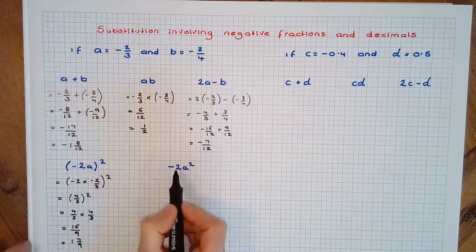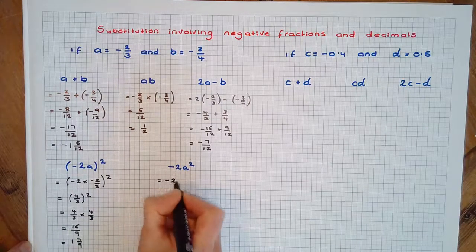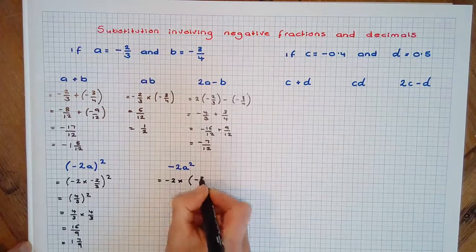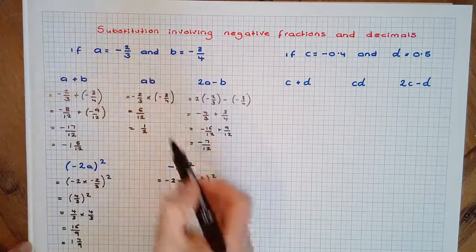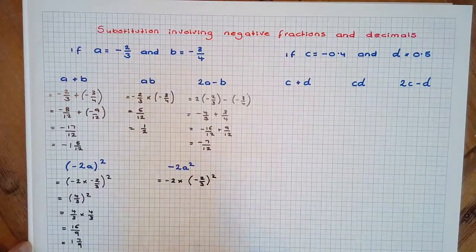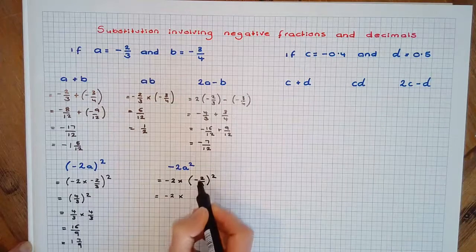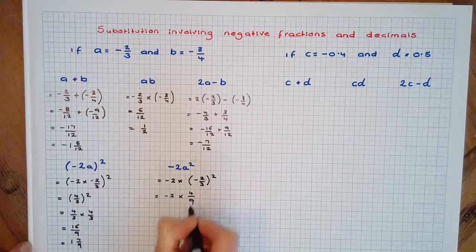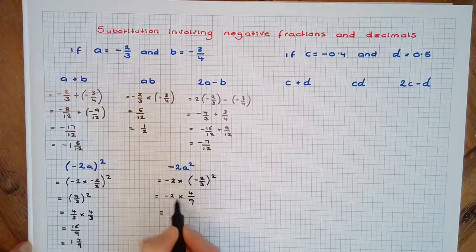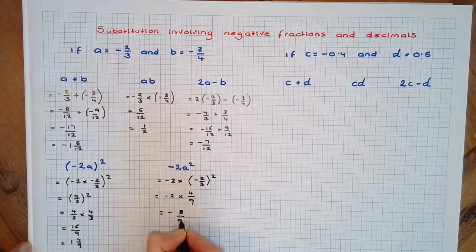But here we haven't got brackets. We have negative 2a squared. That is, it's negative 2 times a squared. Replacing a with negative 2/3 and rewriting it exactly the same. Order of operations, we'll do the indice first. Negative 2/3 times negative 2/3 is positive 4/9. Negative 2 times 4/9, the answer will be negative 8/9.